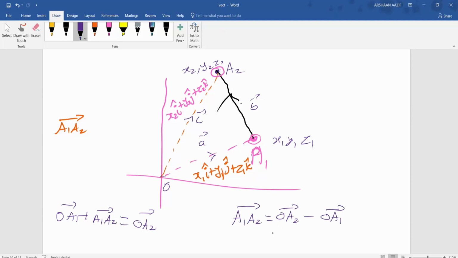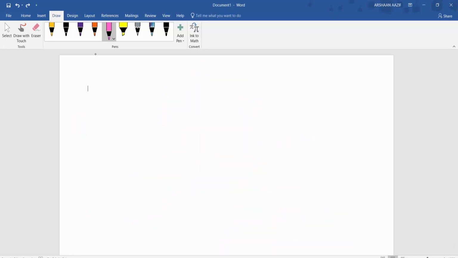So this is how I could find it. So generally we'll write it as AB vector is equal to OB vector minus OA vector. So this is how you could find the vector of a given 2 points. So the vector between 2 points. With this, we'll try to find the addition of two vectors.